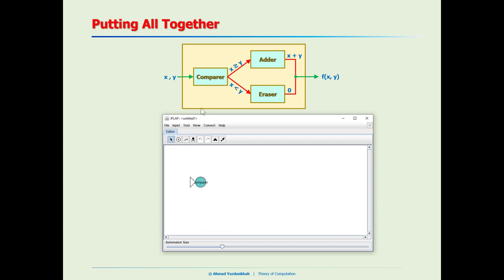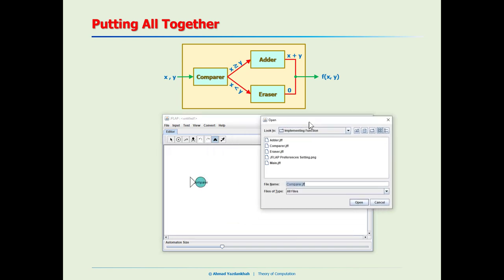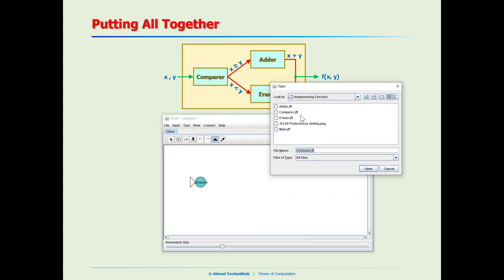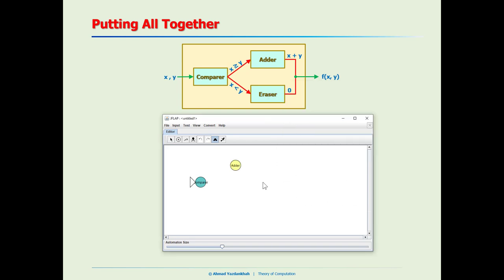So here, this is our initial state, the comparer, and I need to inject another block, which is the other block. So I would say other. Again, it asks me where that is, so we need to point to its own file. This is my adder. And I need another one here, which is the eraser. And this is the eraser. All right, I need one more, which I make a final state to make sure that we reach here. Okay, so now how can we connect these blocks together?